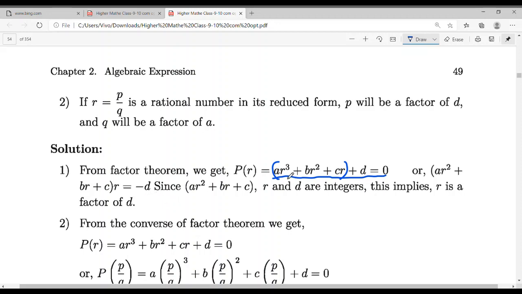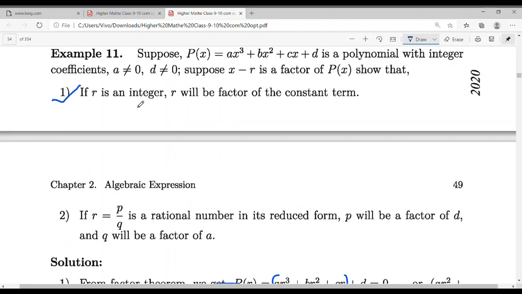Since r is an integer and a is also an integer and the coefficients are also integers, this term ar square plus br plus c is also an integer, and r is also an integer. The product of two integers is also an integer, and the product of these two equals minus d. So this term and r are factors of d. Clear? We take out this integer and get r. So obviously r is a factor of d. So the first proof is complete now.